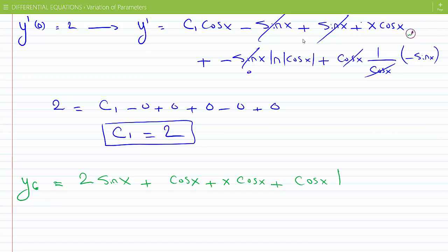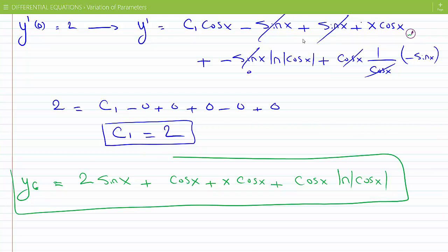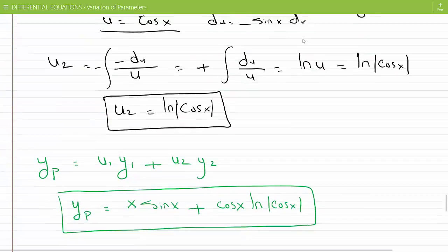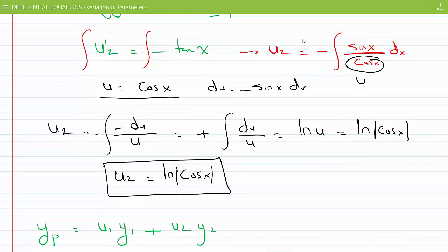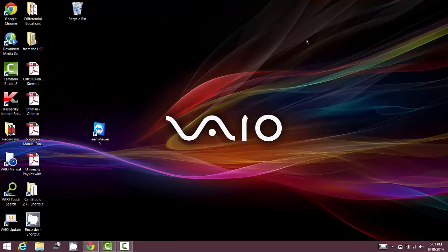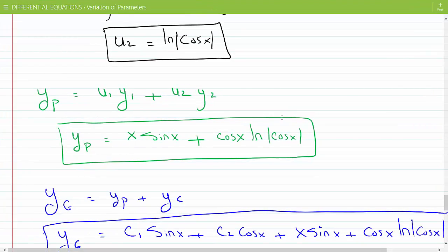How do you get cosine ln cosine? Because when you integrate the minus tan, you get ln cosine. Yeah, so I got that. Then where's the other cosine? Because in the particular, it's u2 times y2, and y2 is cosine. Yeah, that's where I got it from. Okay, man.